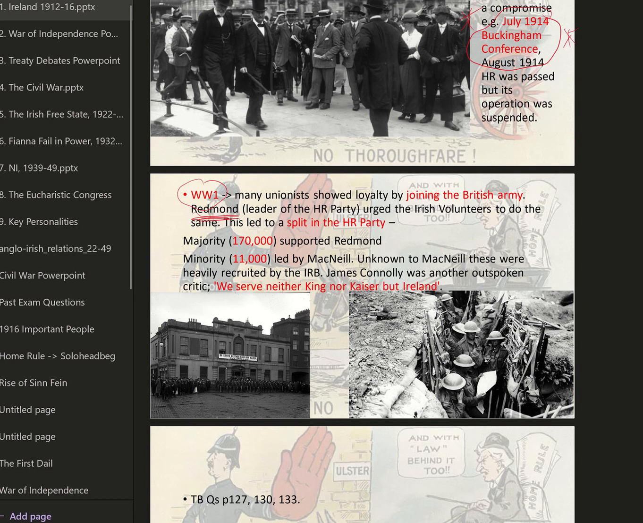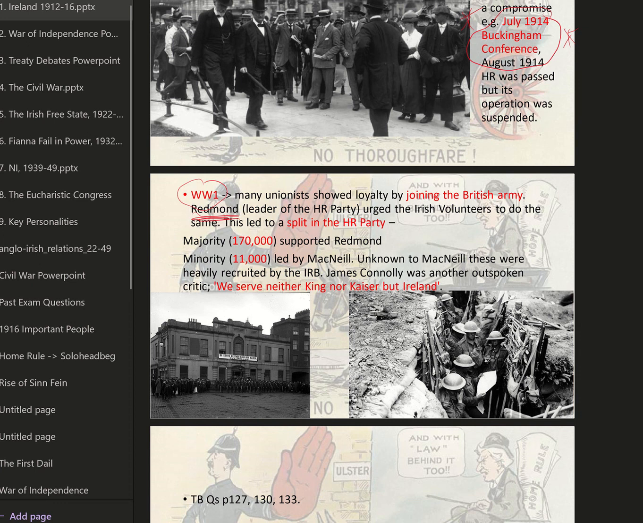So he urged the Irish Volunteers to do the same as what the Unionists had done, and to join the British Army. He made a very famous speech in the other side of County Wicklow, in Woodenbridge, where he urged the Irish Volunteers to fight with Britain, show your loyalty to Britain, but also your determination to make Britain stick to their word at the end of the war. It led to a split in the Home Rule Party.